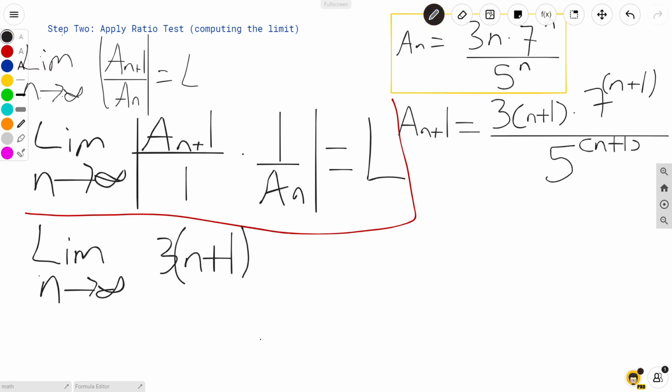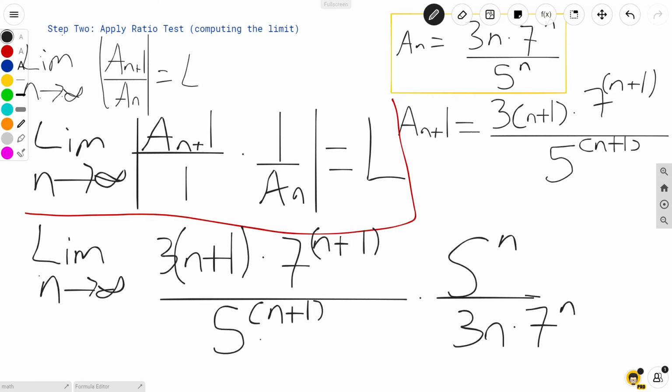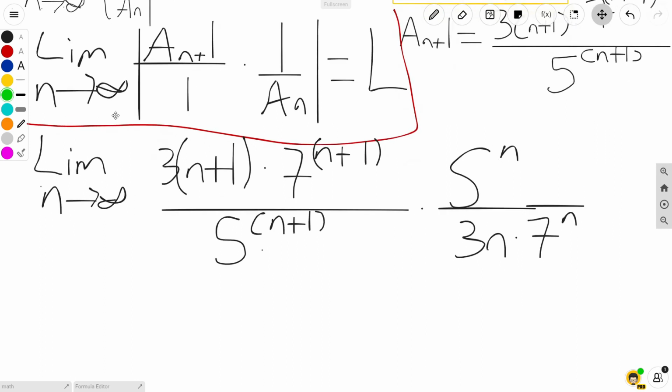3(n plus 1) times 7^(n plus 1) divided by 5^(n plus 1), times the reciprocal of a sub n, which would be 5^n divided by 3n times 7^n. So now that's step 2. All we did here was just compute the limit. So now step 3.